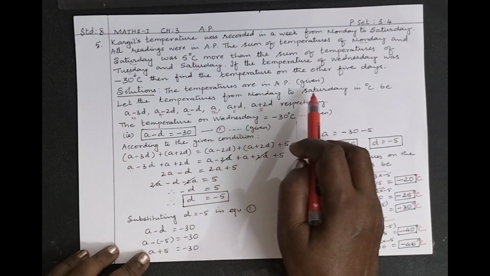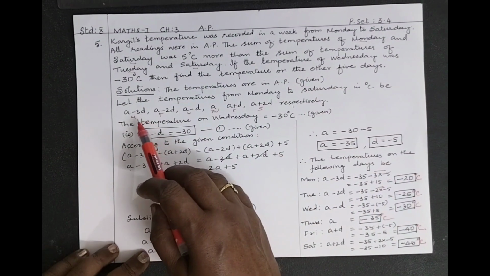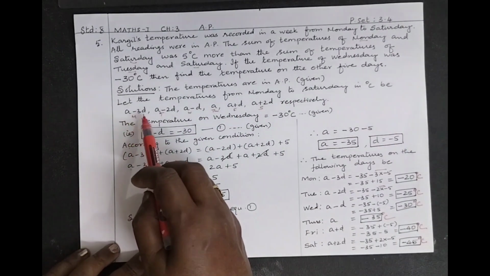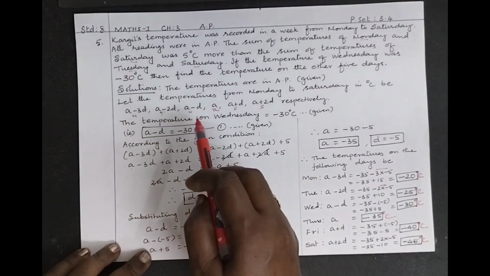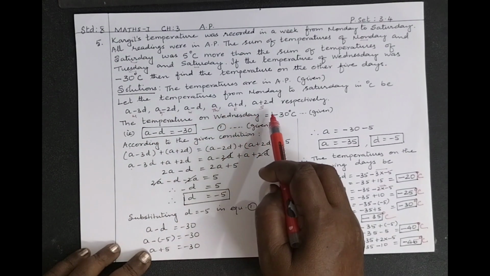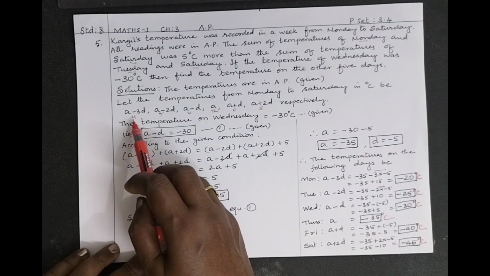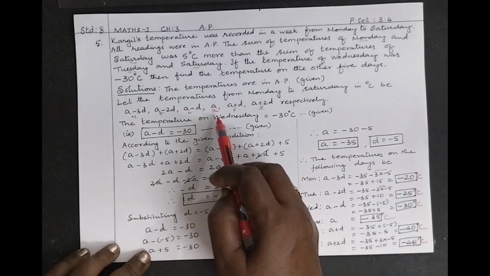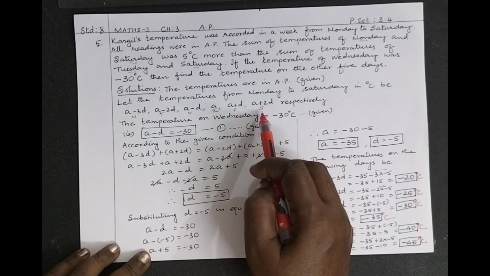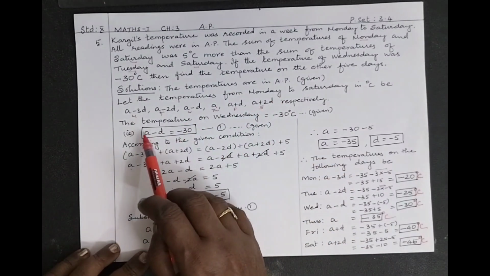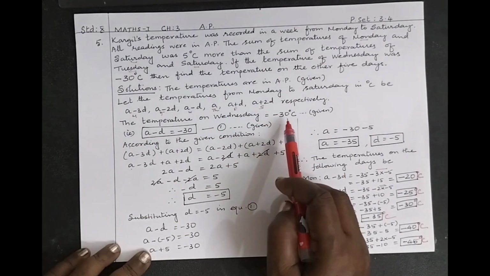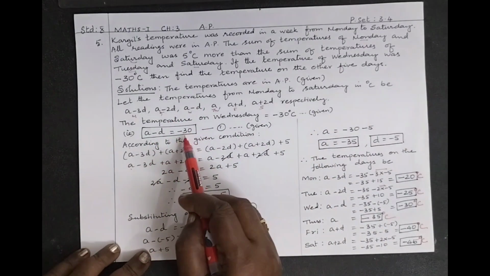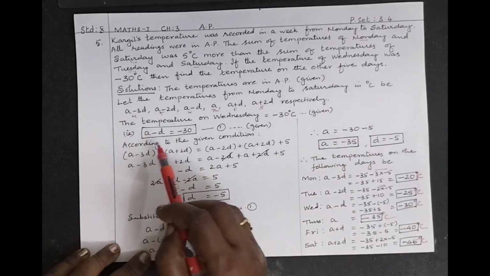The temperatures are in AP, that is given. So let the temperature from Monday to Saturday in degrees Celsius be A minus 3D, A minus 2D, A minus D, A, A plus D, A plus 2D respectively. That is, Monday's temperature is A minus 3D, Tuesday's A minus 2D, Wednesday's A minus D, Thursday's A, Friday's A plus D, Saturday's A plus 2D. Now the temperature on Wednesday was minus 30 degrees Celsius. Wednesday is A minus D. So A minus D is equal to minus 30. Let us take this as equation 1.